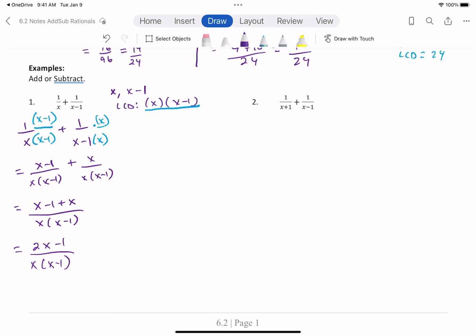Alright, for problem 2, for this one, my denominators are x plus 1 and x minus 1. And again, these don't really have anything in common. It's two completely different expressions. So for the LCD, the best we can do is multiply them together again.